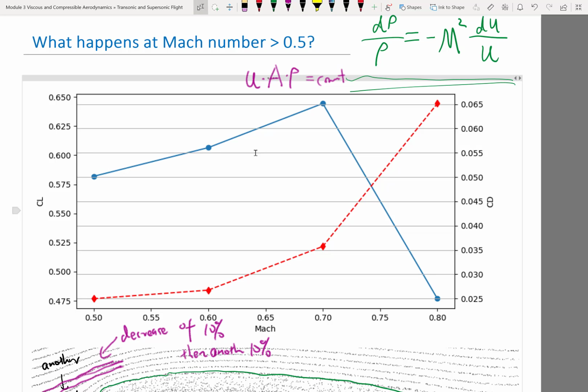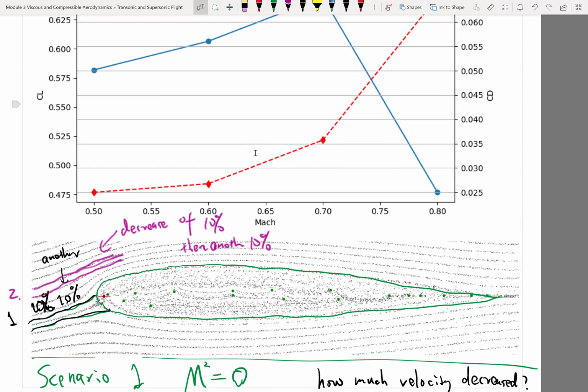So for example, if I have a stream tube of incompressible flow, and the stream tube shrinks by a factor of 2 at the lowest pressure point compared to the free stream, right? We know that if it's an incompressible flow, then the velocity would be equal to twice V infinity. But if we have a compressible flow, the velocity here would probably be a lot more than twice V infinity, right?